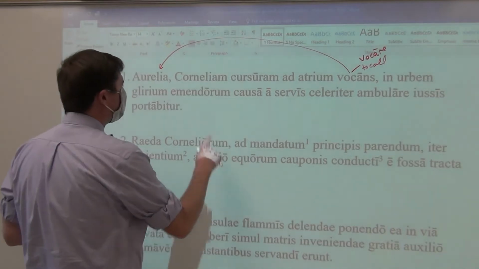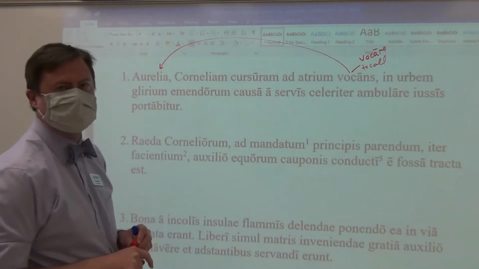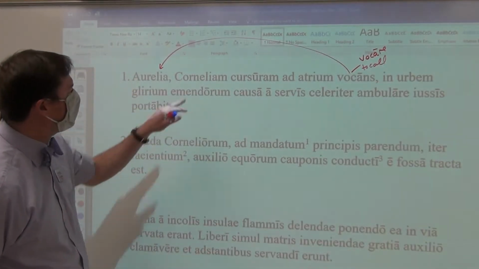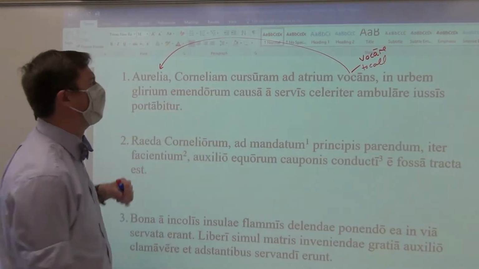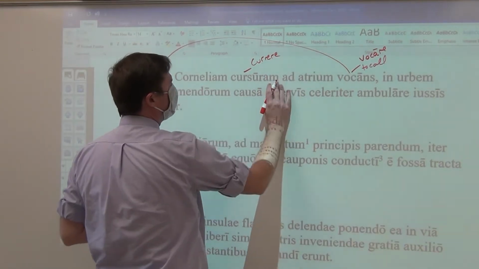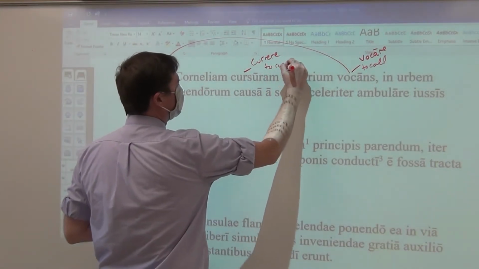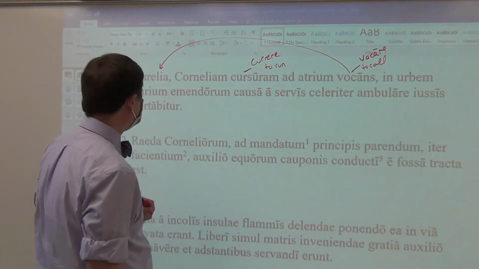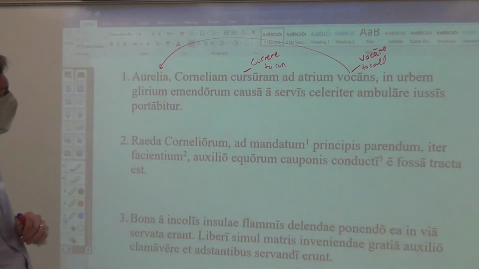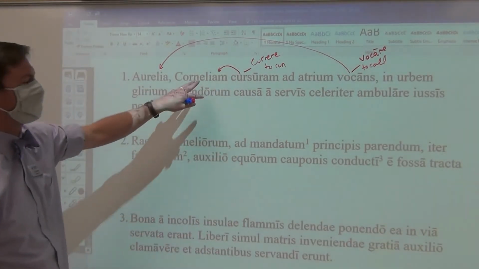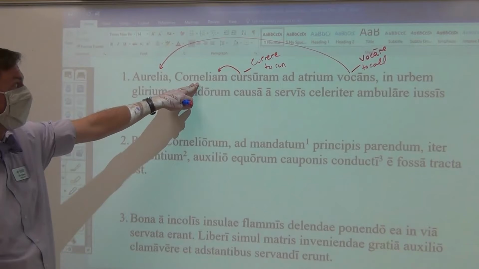Then we have Corneliam as our direct object of vocans, and so it is modified by cursuram, which of course comes from the verb currere, which of course means to run. And here, obviously, the atrium is just the main room of the house. So, hopefully you can piece that together. And it is obviously here modifying Corneliam, telling us what kind of Cornelia, the Cornelia.